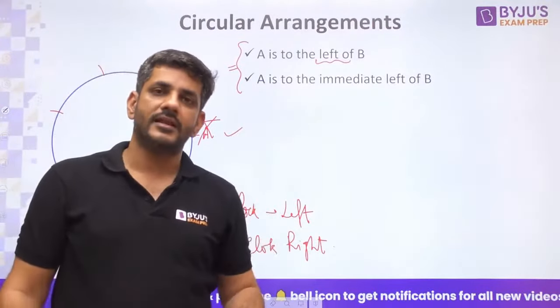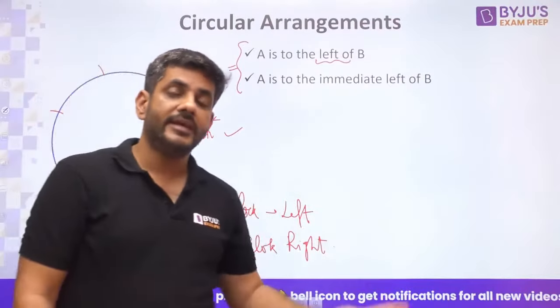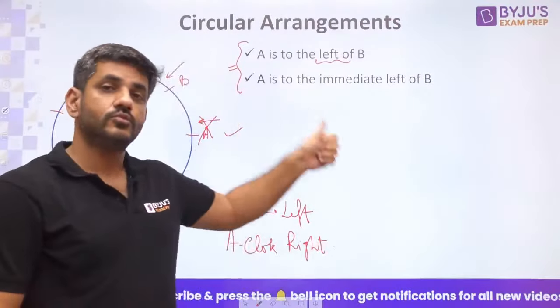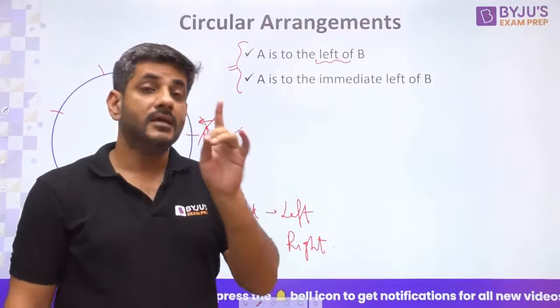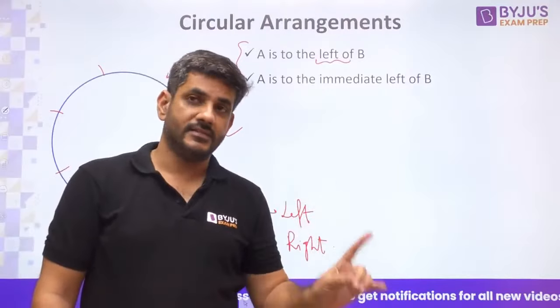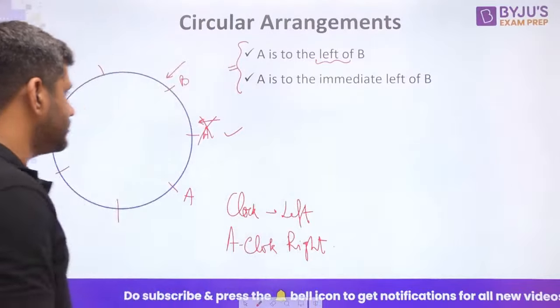Therefore, in circular arrangements, A is to the left of B or A is to the immediate left of B. These two statements are the same. There is no difference between them. In linear there is a difference. Here there is no difference. That was the first thing that I wanted to tell you here.